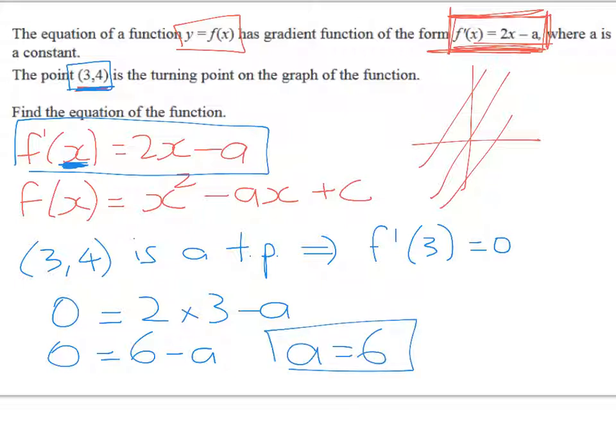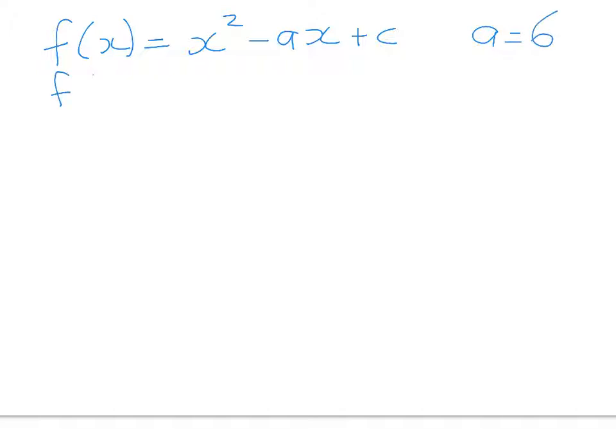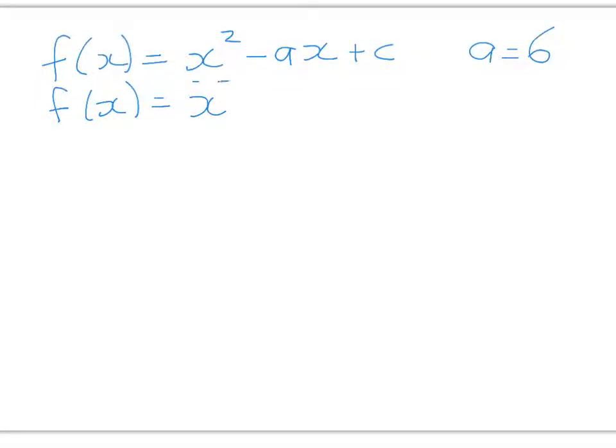So that's the first part done. Now we're going to use that information to figure out the equation of the function. I can now put in a as 6. Just to recap, we anti-differentiated, and that got me to x squared minus ax plus c, and now we know that a must be 6, so we've got f of x equals x squared minus 6x plus c.